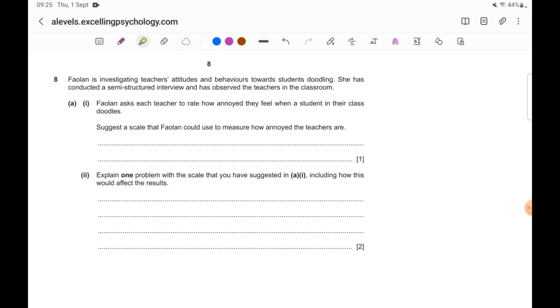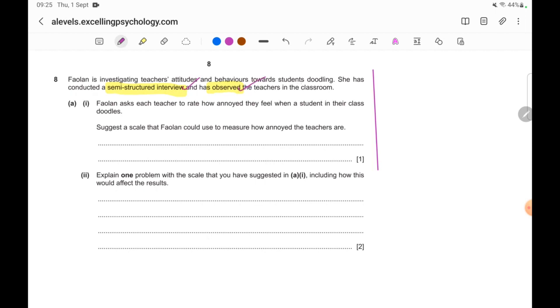Yuyyt is investigating teachers' attitudes and behaviors towards students doodling. She has conducted a semi-structured interview and has observed the teachers in the classroom. Okay, so far, this is a good, different perspective they've given here. In the earlier doodling study, we saw how students like doodling and it can help them from being distracted in the class. But what about the teachers? The teachers might find it disturbing to see their students doodling as they are teaching. Okay, so that's interesting.